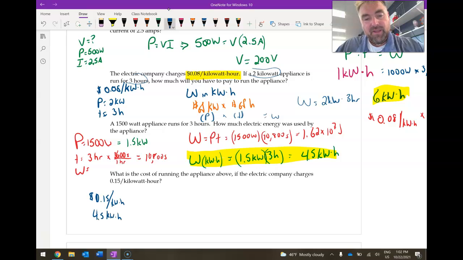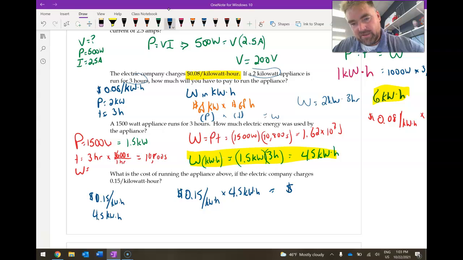So to find the amount of money, I just take my 15 cents per kilowatt hour, and I'm going to multiply that by 4.5 kilowatt hours. That was my total energy. And so that's going to give me a whopping 67.5 cents, or $0.675. So, which of course, the electric company is going to round up to 68, definitely. So that's how we find those.